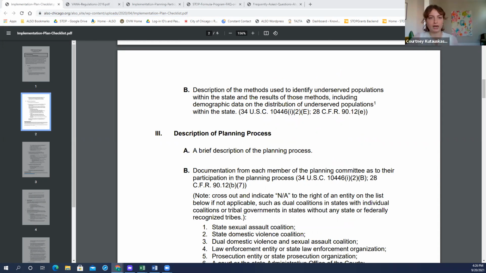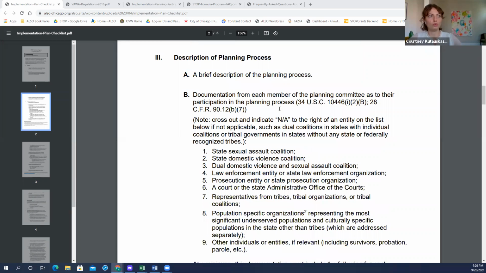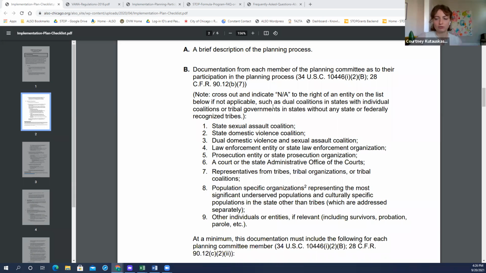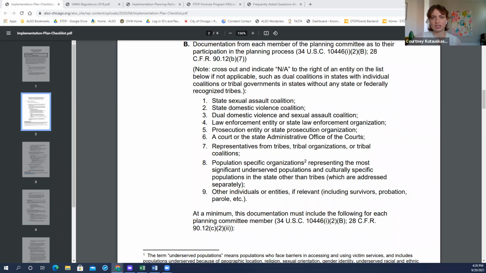But this is where you'll find a list of who needs to be a member of your planning committee, and also the required documentation related to their participation in your planning committee. As you can see, all of this information as to who is required and who can be part of your larger consultation, but not necessarily your planning committee, is also in the VAWA regulations along with the documentation.